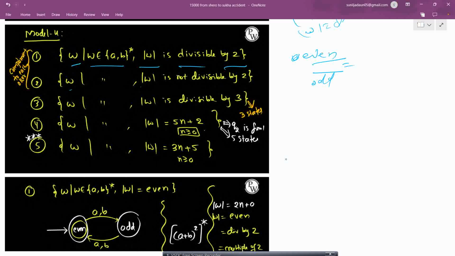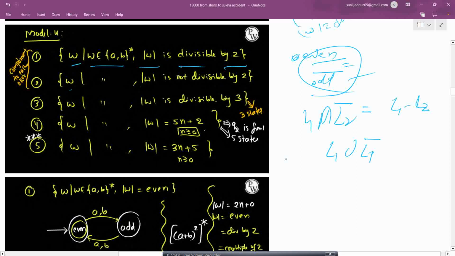It is correct. And what we studied earlier, L1 union, L1 intersection L2 is equal to what? L1 minus L2, and L1 union L1 complement. L1 union L1 complement is equal to sigma star. This is also the case. So a question could be asked in English, or could be given in this form, or also in this form.